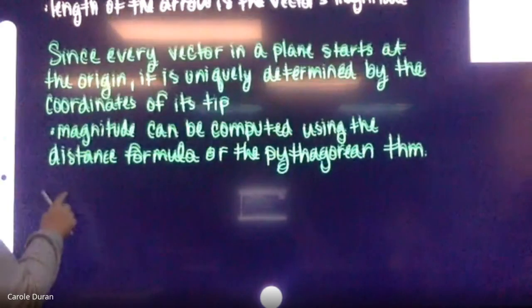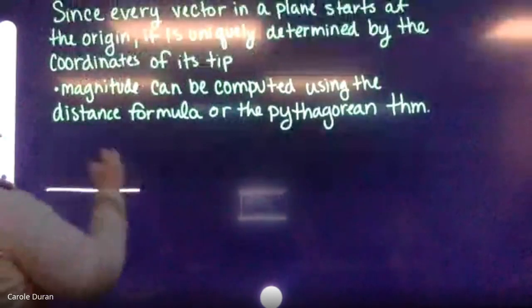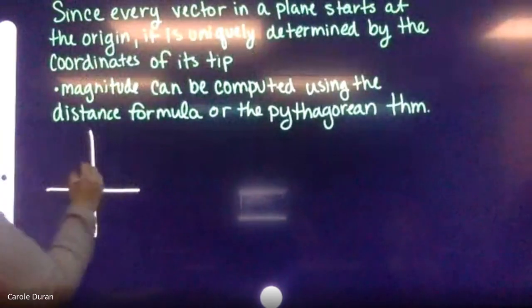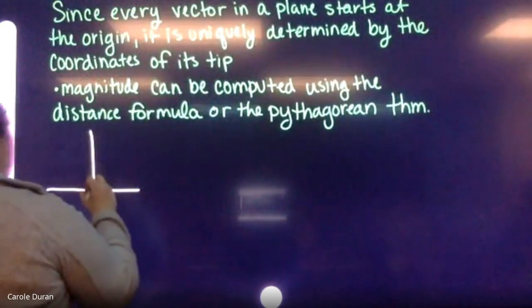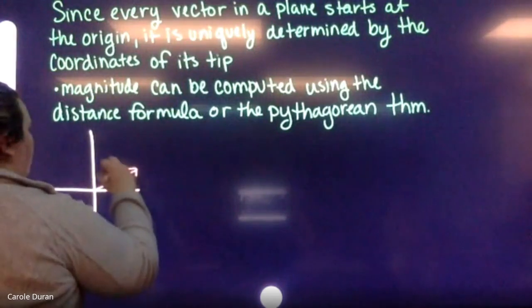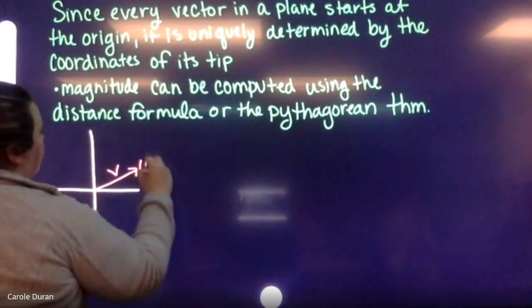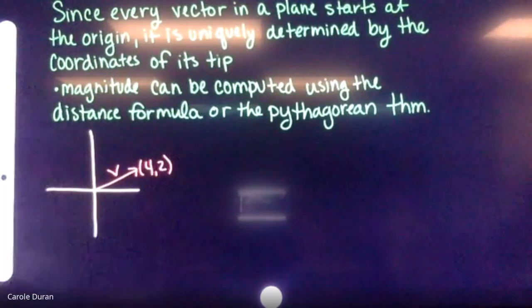Let's say I have a coordinate plane, and on this coordinate plane, I have a vector v. And this vector v has a tip at point (4, 2). This (4, 2) is the coordinates of where the tip is, so we call them the coordinates of the vector. And these are what we're going to use to calculate the magnitude.